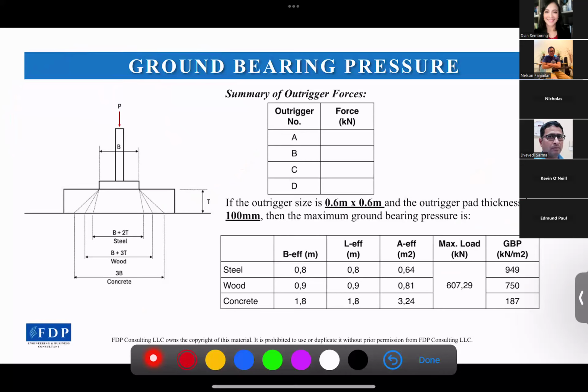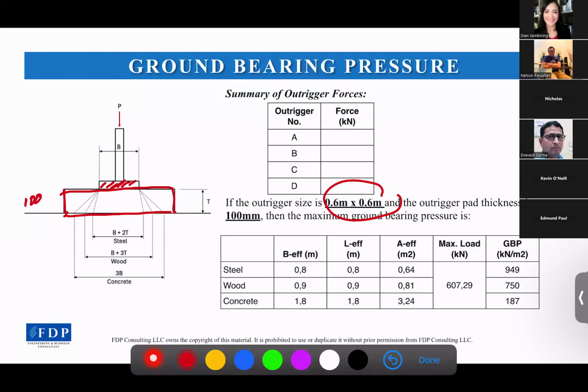So once we got the outrigger forces, now we can check the ground bearing pressure. It is simply force divided by bearing area. In this case, the size of the outrigger is 0.6 by 0.6, and we put a 100 millimeter thick bearing pad underneath. This is the outrigger, and this is the bearing pad. It's 100 millimeters.